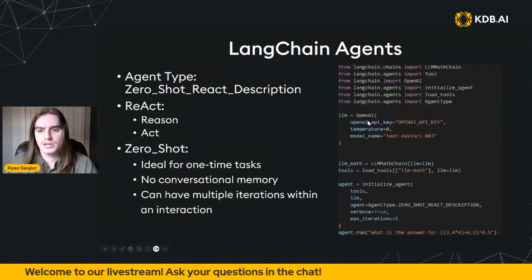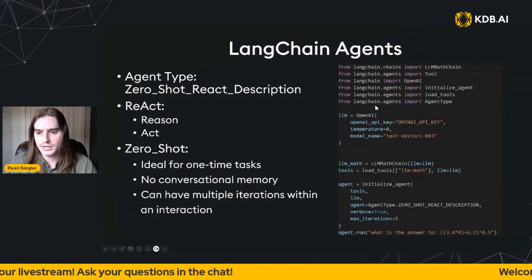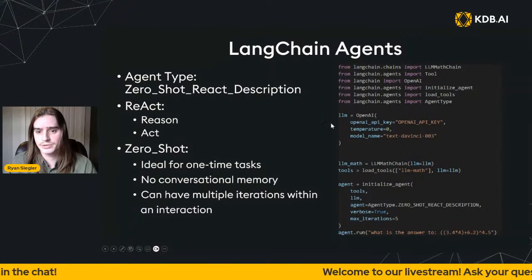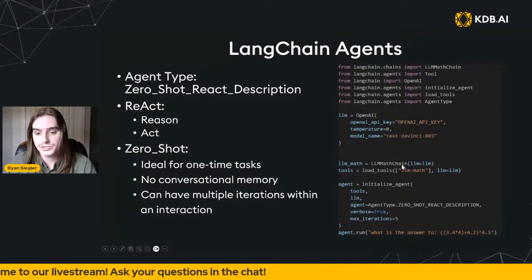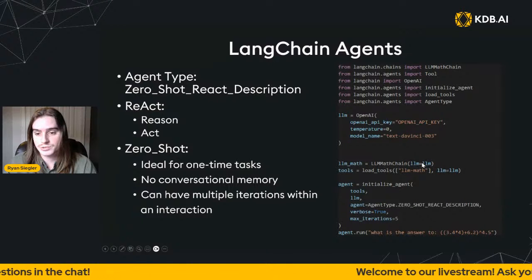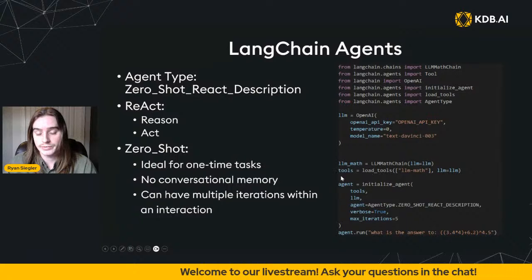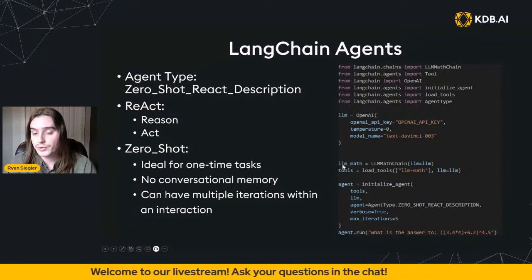And then here's just a little code snippet to show how you can set something like this up. So you would set up your large language model. Here we're just using OpenAI. And then LangChain actually has a math tool, which is a calculator tool that we can use. And all we would do here is instantiate that tool with the large language model and then load it as a tool here.